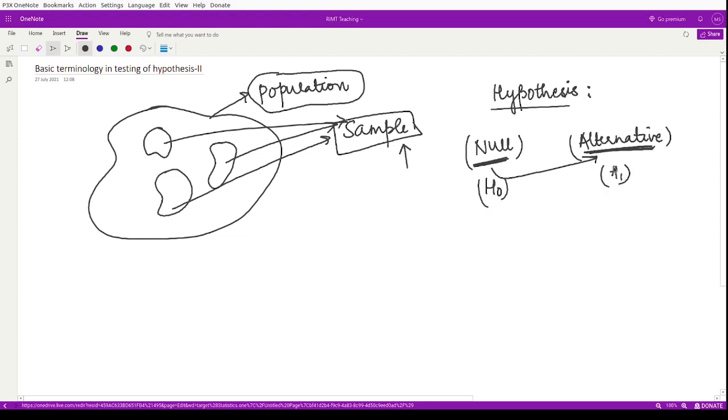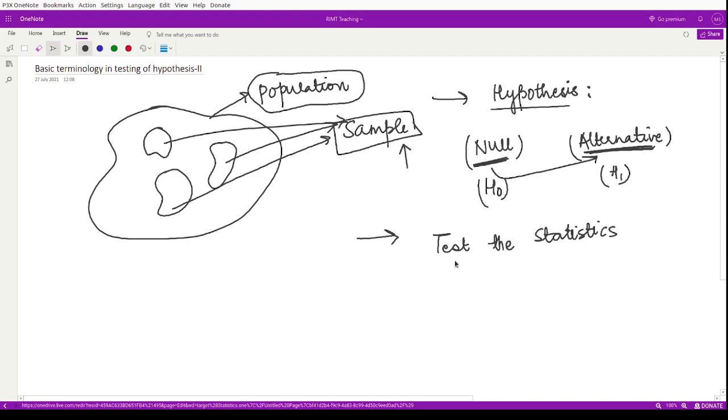And we have seen various kinds of decision errors that one could make. So we had type 1 and type 2 errors. So let's proceed further. Once you have created the hypothesis, the next thing would be to test the statistics.